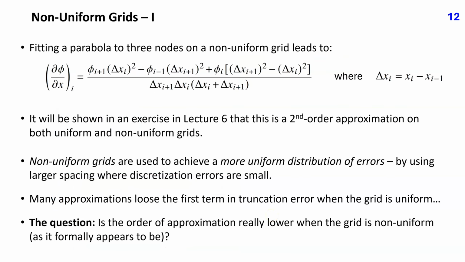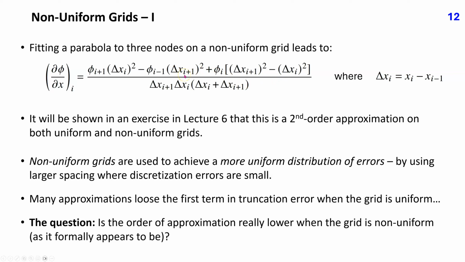If we repeat the same procedure of fitting a parabola to variable values at three nodes, described in the two preceding slides, to a non-uniform grid, the following approximation of the first derivative is obtained. The multipliers of variable values at nodes i plus 1, i, and i minus 1 are now not integer numbers as when the grid is uniform, but are functions of grid spacing.